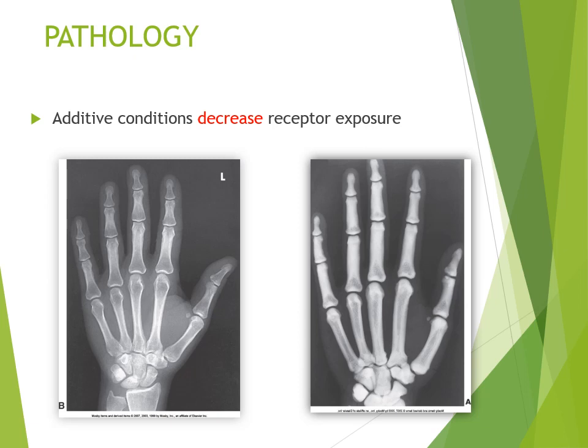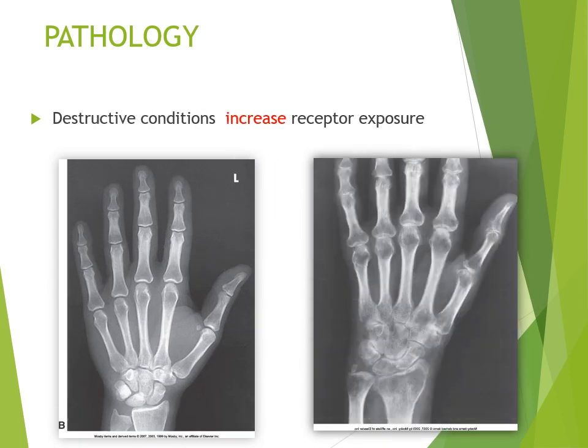Additive conditions decrease receptor exposure. So if we look at the image on the left, which is the normal, versus osteopetrosis on the right-hand side, osteopetrosis has less receptor exposure. On the other hand, destructive conditions increase receptor exposure at the areas of the carpals and the radiocarpal joint, and also the metacarpophalangeal joints, and even the PIPs that are shown. The areas are darker, so that's an increase in receptor exposure that resulted.